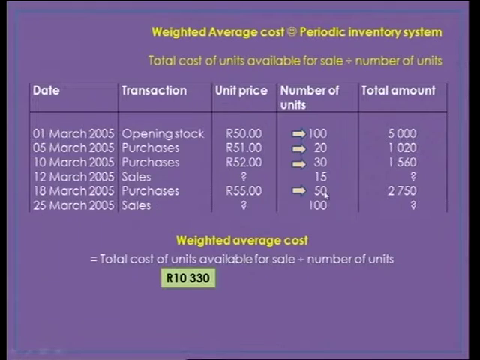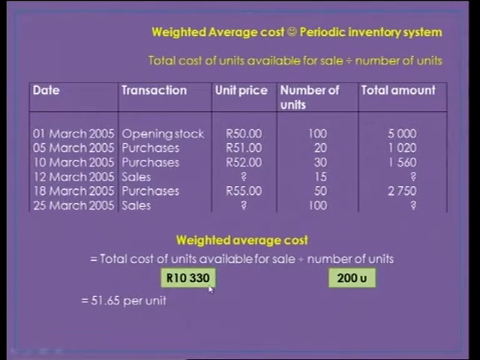So in total, we had 200 units available for sale with a total cost of 10,330. So that will give me an average price per unit of 51.65. We always round off to 2 decimal places. Okay. So now, can we now calculate the value of our closing stock?